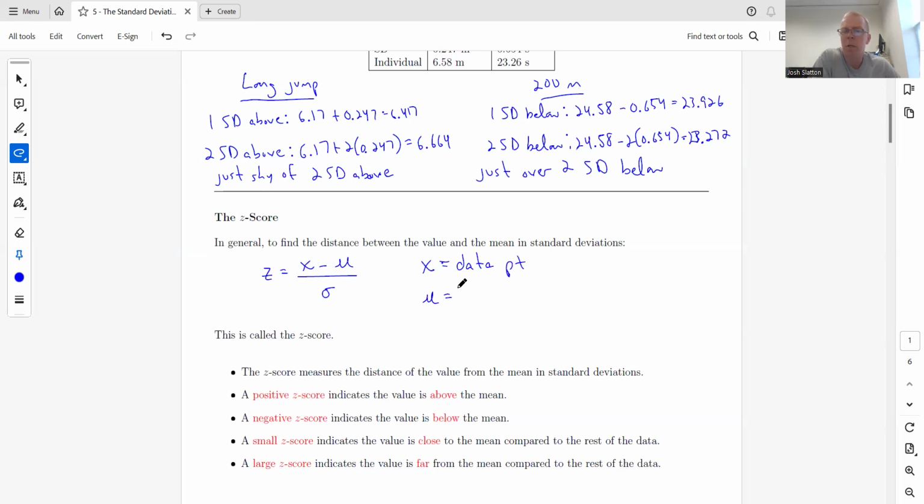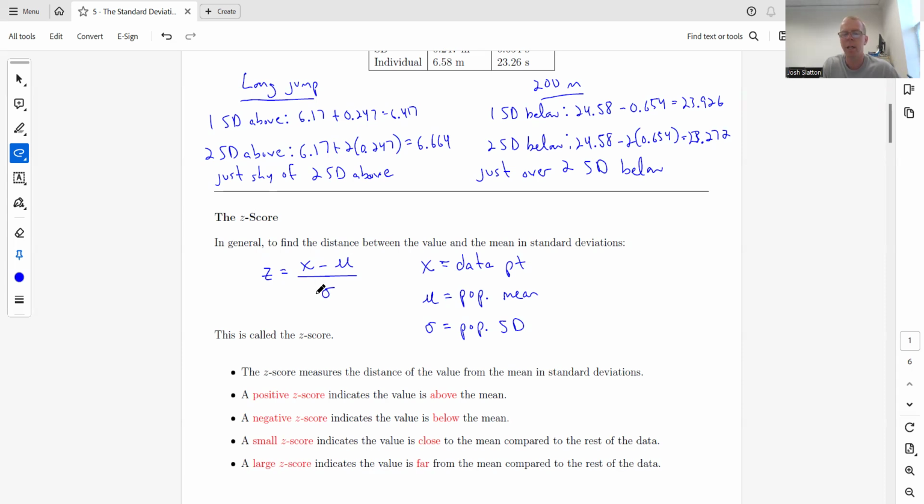That Greek letter is called mu, if you've never seen that before. It kind of looks like a cursive U or maybe an M, depending on how you look at it. But this is going to be the population mean. And then this Greek letter is called sigma, and it is the population standard deviation. So we're going to subtract the mean, we're going to divide by the standard deviation, and that will tell us how far that data point, x, is from the mean measured in standard deviations.